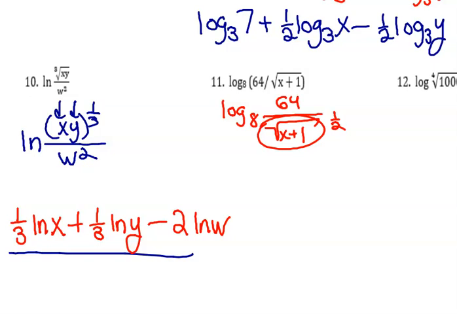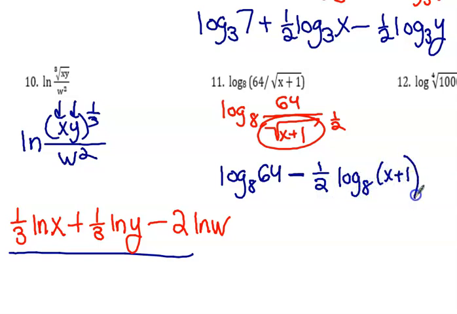All right, number 11. So if we break this apart, we have log 8 of 64 minus 1/2 of log 8 to the x plus 1. Because again, the square root of x plus 1 means this whole thing is to the 1/2. So I can move that 1/2 to the front. If these were broken apart like number 10, if it was multiplying, then you would break it apart and they would be 2 separate sets. But in this situation, x plus 1, that is one factor under the radical.